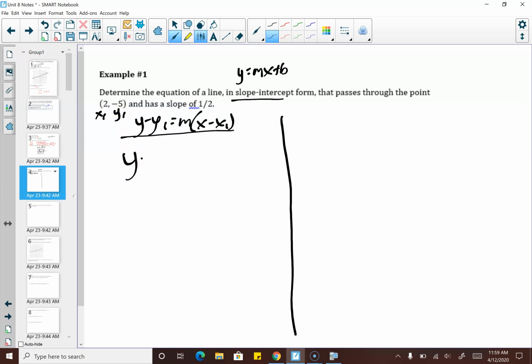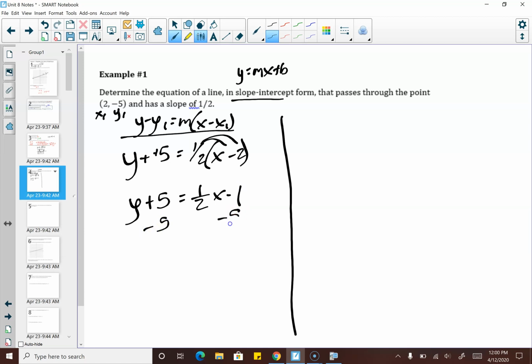So y minus -5, so we're plus plus, equals, slope is 1/2, parentheses x, and then because our coordinate is positive, it's going to read x minus 2. All right. Now again, if they just said write the equation, you could stop right there. But since they said in slope-intercept form, we now have to distribute and solve. So y plus 5 equals 1/2 x minus 1. We will subtract the 5 on both sides, and we get y equals 1/2 x minus 6.